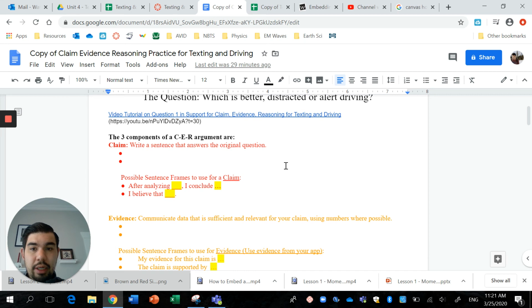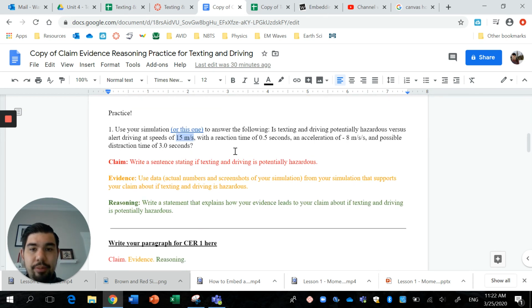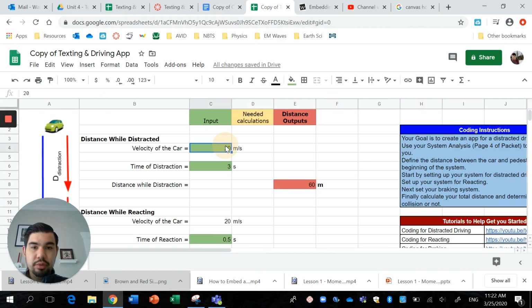We have a video tutorial on how to go through this claim, evidence, reasoning. There are plenty of sentence starters to help you out. But the main thing we're doing is writing a one-paragraph statement about the system. So write a sentence stating if texting while driving is potentially hazardous. One way you do this is I'm giving you some numbers to put into your app. If your initial velocity is 15 meters per second, so we're making our velocity 15 meters per second.